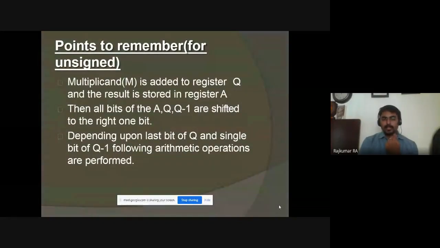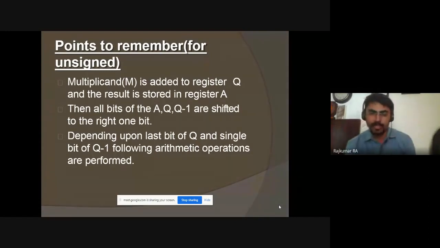Now the third step is, depending upon the last bit of Q and the single bit of Q minus 1, an arithmetic operation is performed, which may be addition or subtraction. This is for unsigned numbers, that means plus numbers.